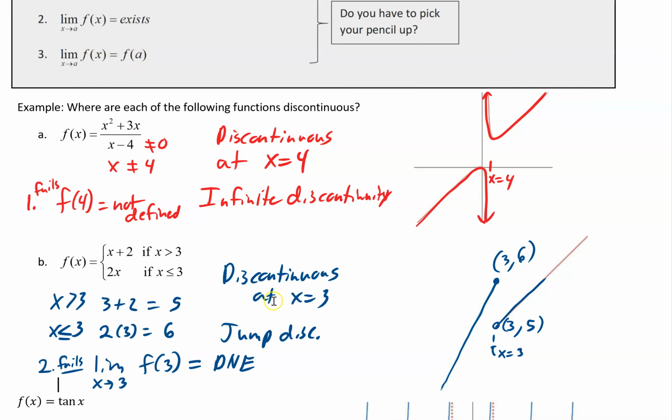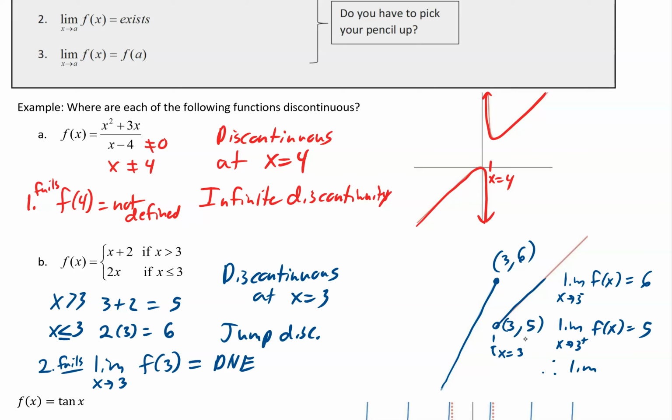So it's discontinuous at x equals 3 because coming in from the left and the right, our limits are different. So the limit as x approaches 3 from the left of f of x is equal to 6, and the limit as x approaches 3 from the right of f of x is equal to 5.